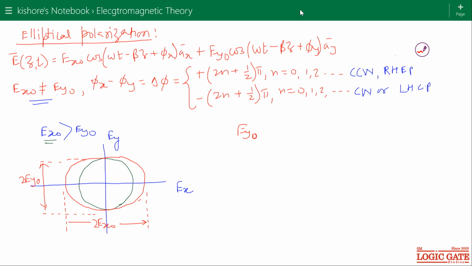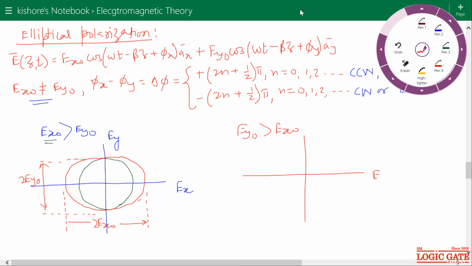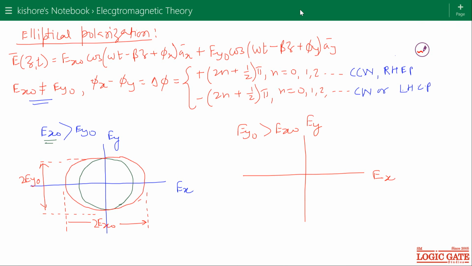And if Ey0 is greater than Ex0, then the resultant will be an ellipse, and the major axis of the ellipse is along y-axis and minor axis is along x-axis. This point is Ey0, this is minus Ey0, this one is Ex0, and this one is minus Ex0. And for the orientation, we'll follow the same relation that we have followed in case of circular polarization.